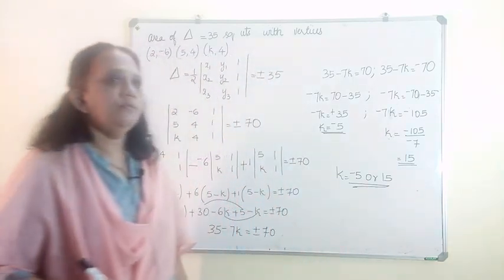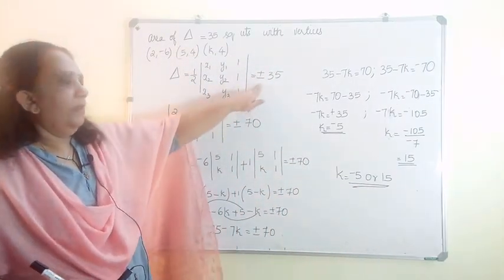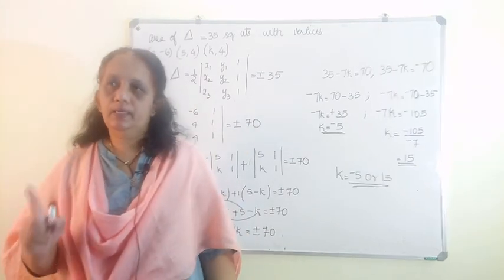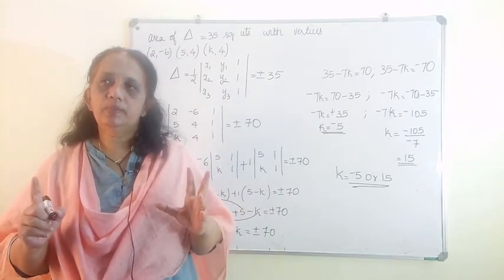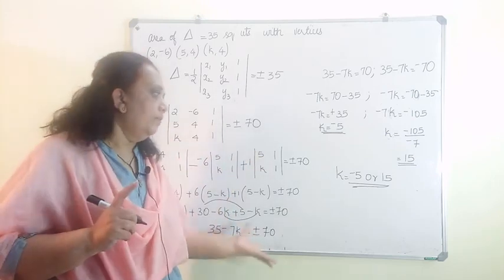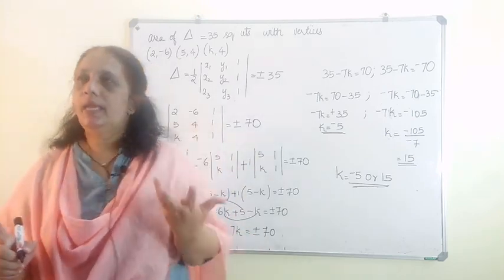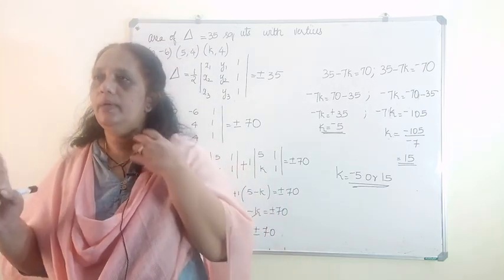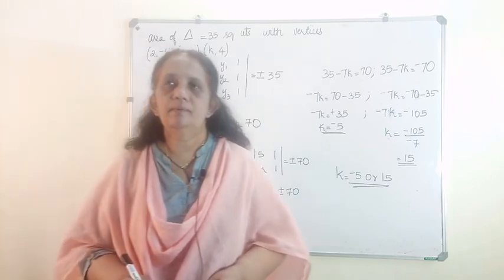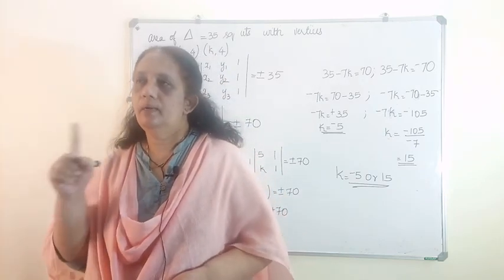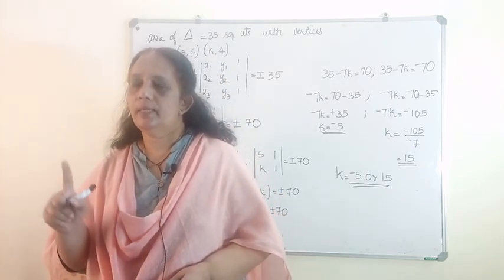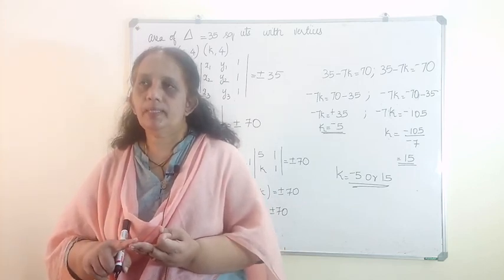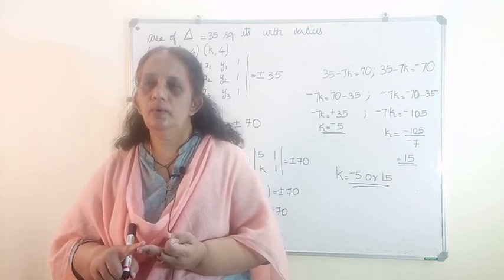So if the area is given to you, take it as positive as well as negative. Both the values you have to take and then do the calculation. So what is the area of the triangle with vertices x1, y1, x2, y2, x3, y3? Half into determinant x1, y1, 1, x2, y2, 1, x3, y3, 1. Area is always positive. If the 3 points are collinear, area is equal to 0.